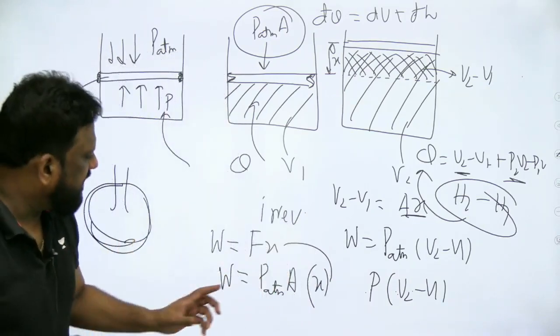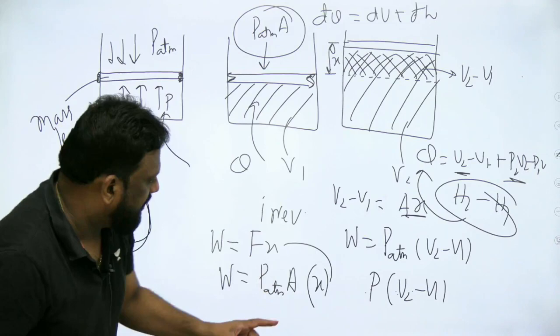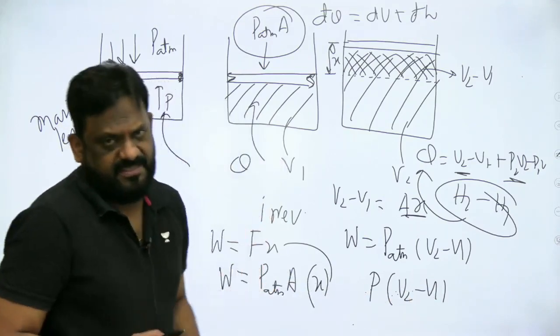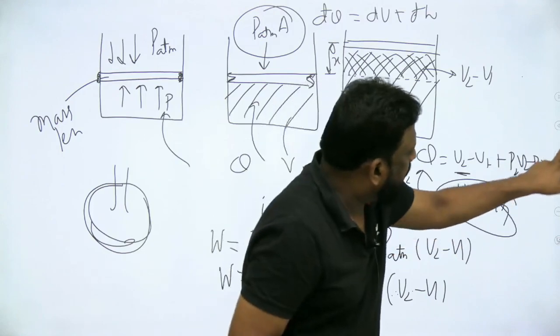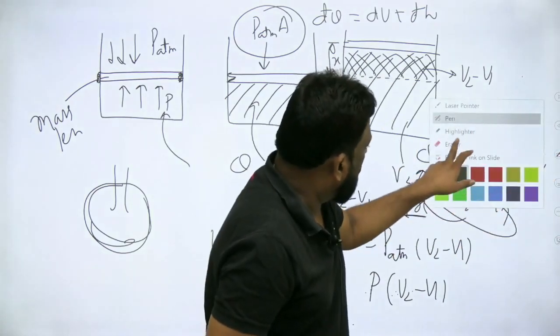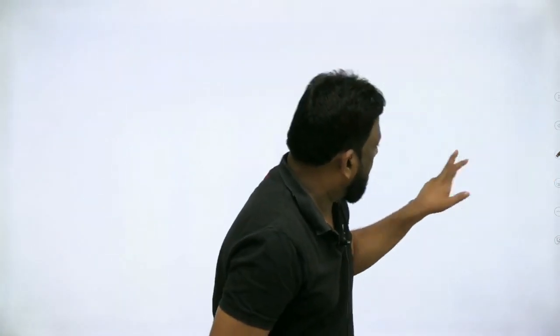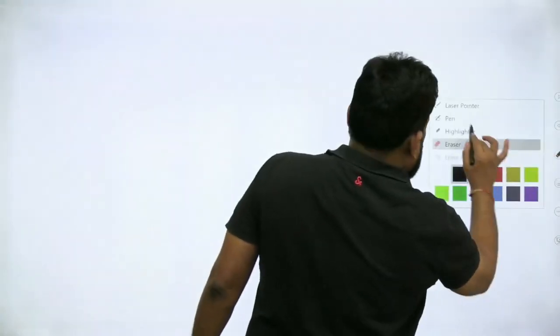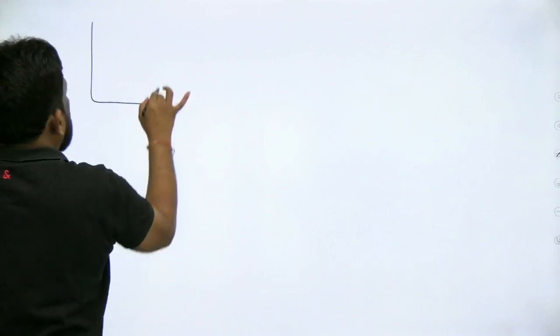Sir, I'm getting the same equation for reversible and irreversible, that is P into V2 minus V1. See the difference here. Let me tell you what is the difference exactly, my dear students. So, let me tell you what is the difference here exactly. The difference is, please try to understand. Please try to understand.